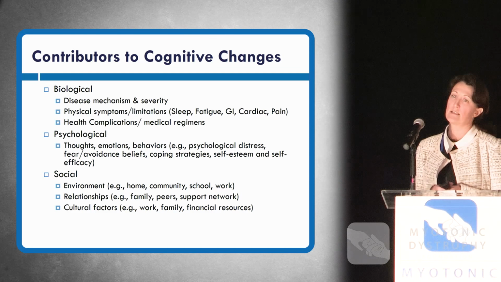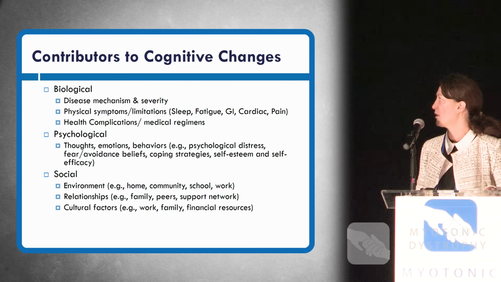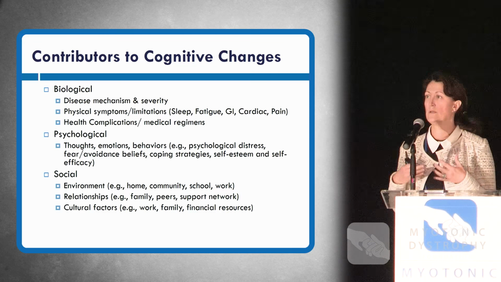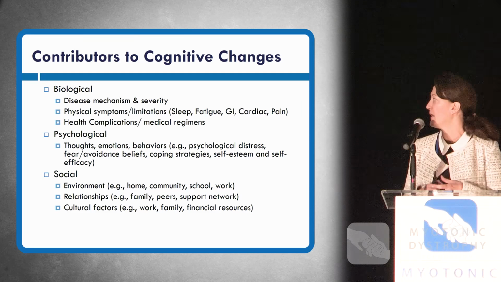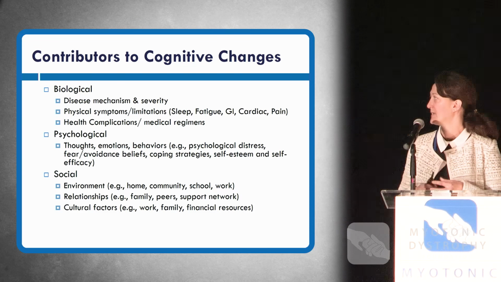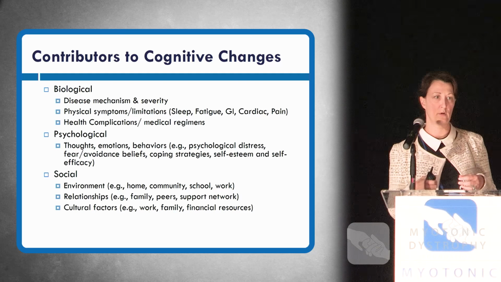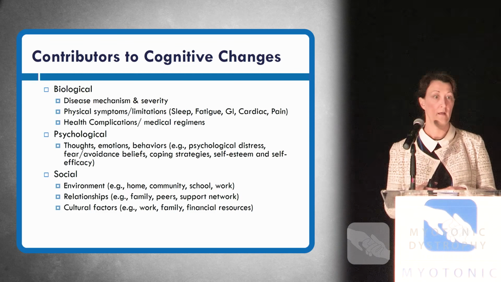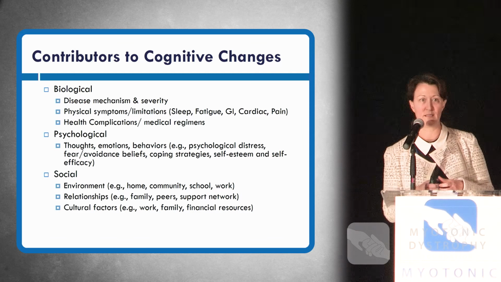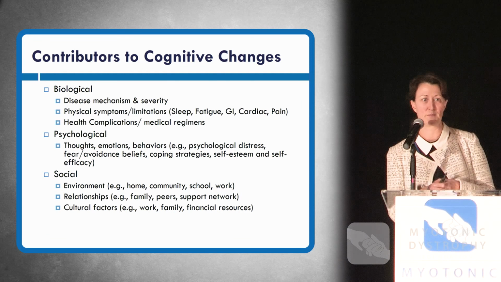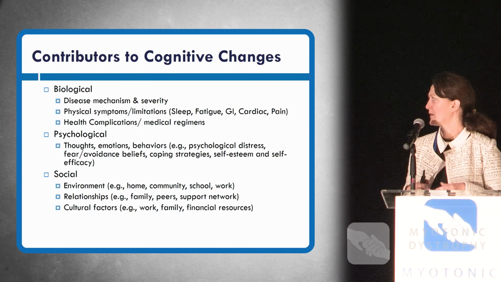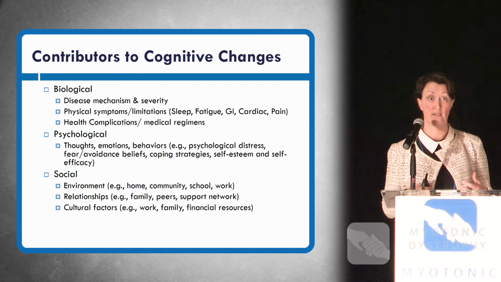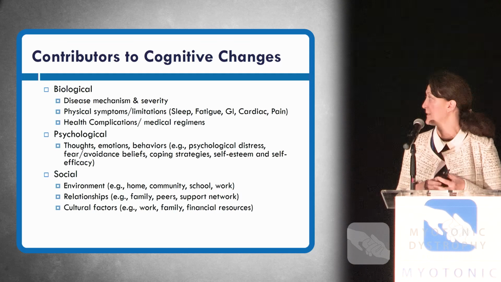And then social factors that can affect cognition are environment. So what is it like at home, in your community, at school and work? So these bigger systems that are at play. Relationships, so your family, your peers, your support network, that's very important. And that's obvious by how many caregivers and affected family members are here today. And then cultural factors also play in, so work and family and just financial resources that you have to devote to symptom management and disease management.